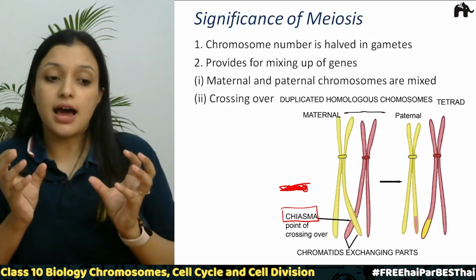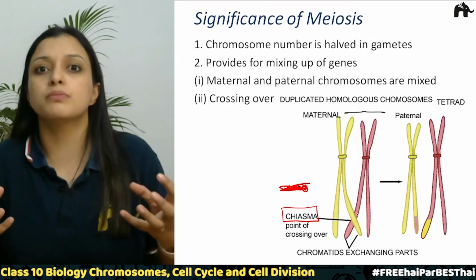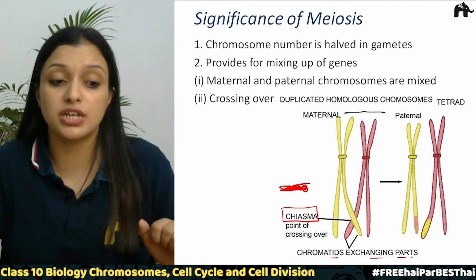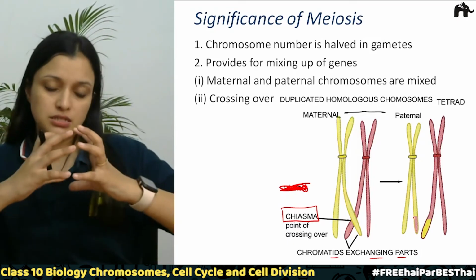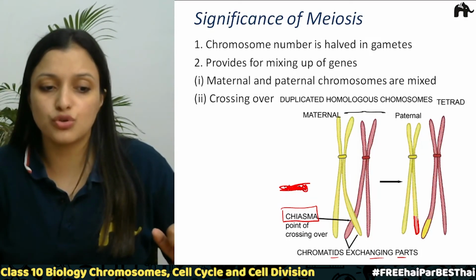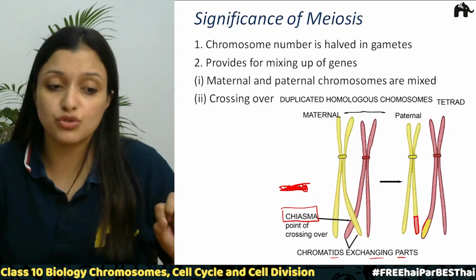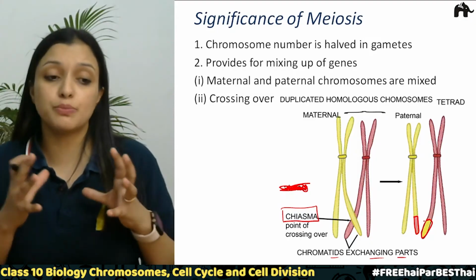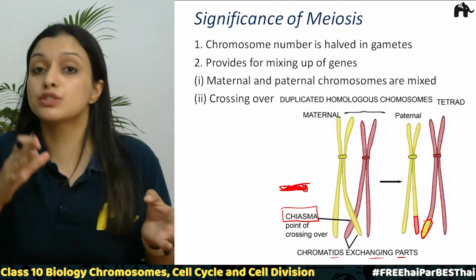Now these are the sites where the chromosomes or the genes get exchanged, right? So the chromatids are exchanging their parts. Correct. So after these homologous chromosomes separate, we will see that this paternal chromosome will have some part of the maternal chromosome, and this maternal chromosome will have a part of the paternal chromosome, right? So there is exchange of genes between the two chromosomes, right? This is called crossing over, which happens in prophase 1 of meiosis 1.